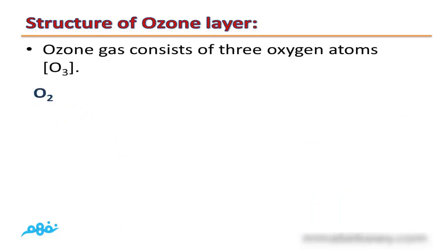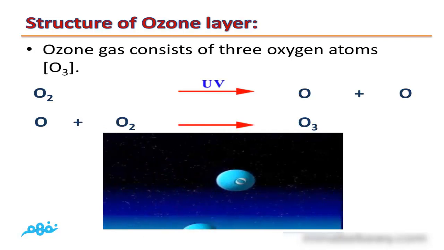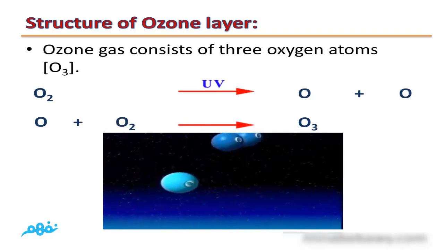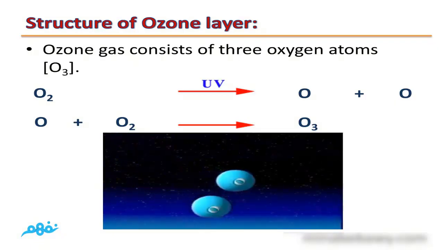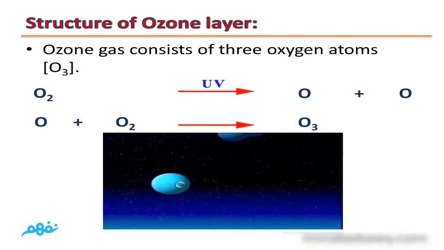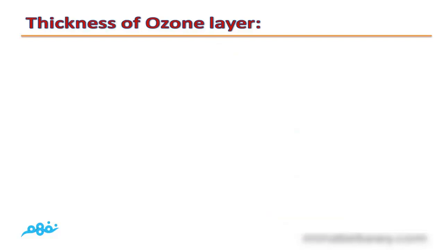What is the structure of ozone layer? Ozone gas consists of 3 oxygen atoms, as you can see from this video. By the help of ultraviolet radiations, the bond between each 2 oxygen atoms is broken and 2 free oxygen atoms are formed. Each oxygen atom will combine with an oxygen molecule, forming one molecule of ozone. So ultraviolet helps in the formation of ozone molecule.